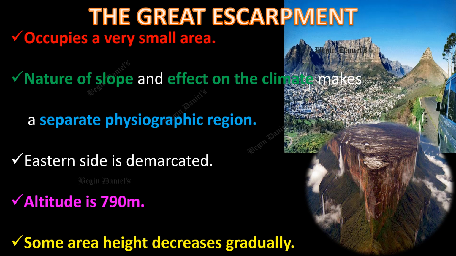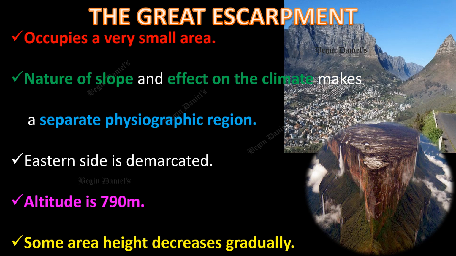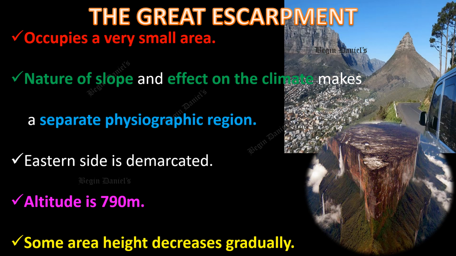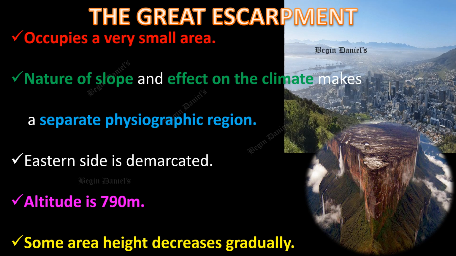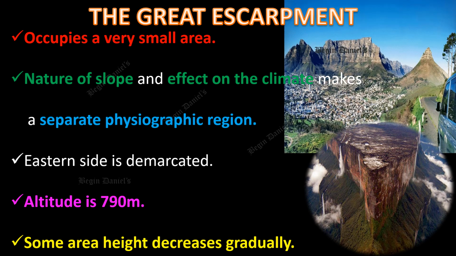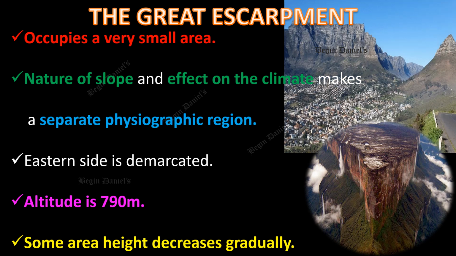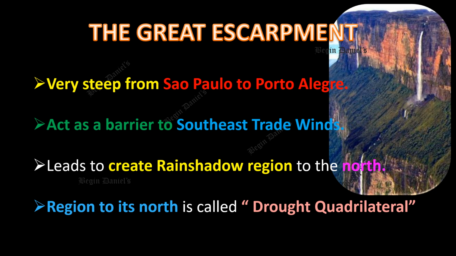The eastern side is demarcated. The altitude is 790 meters. In some areas the height decreases gradually. The Great Escarpment is very steep from Sao Paulo to Porto Alegre. It acts as a barrier to the southeast trade winds, which leads to a rain shadow region to the north. The region to its north is called the drought quadrilateral region.